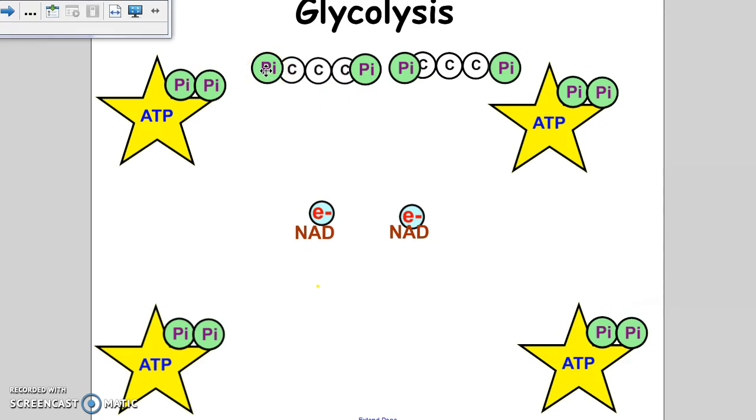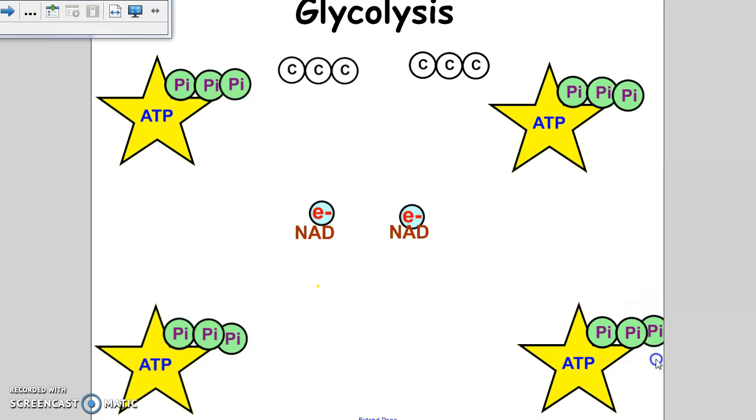Those phosphates that are found on these 3-carbon molecules go to ADP molecules like this. We create ATP. We create more ATP. And then we're done with glycolysis. The remaining molecules right here are pyruvates, and they're going to go to the second stage of cellular respiration.